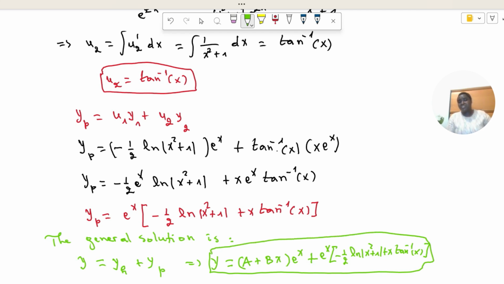So that was it. I hope you have learned something from this equation, and you will be able to solve a similar problem if you happen to be asked to solve a differential equation of this kind.